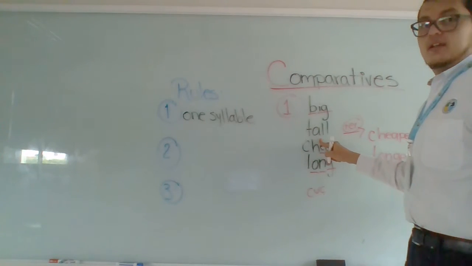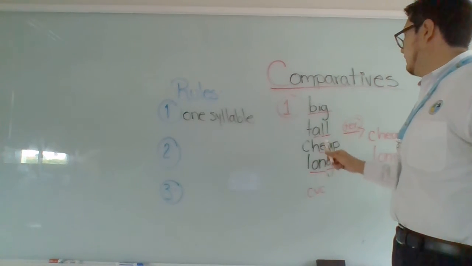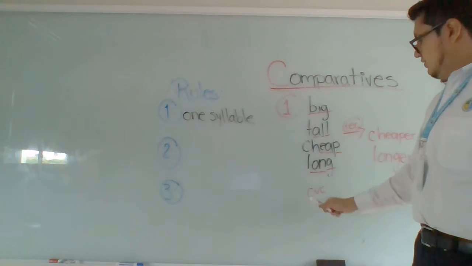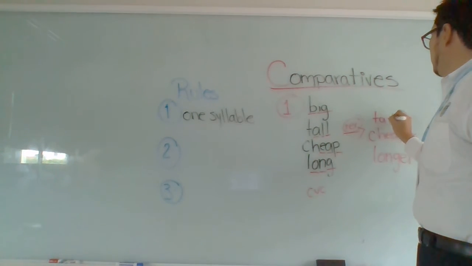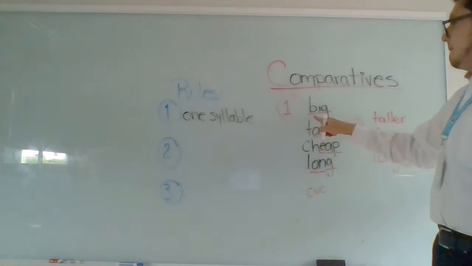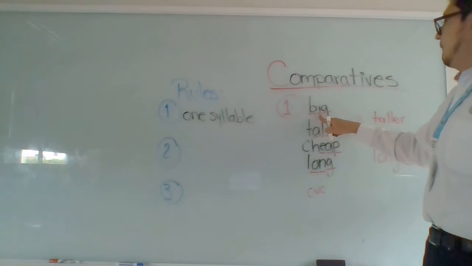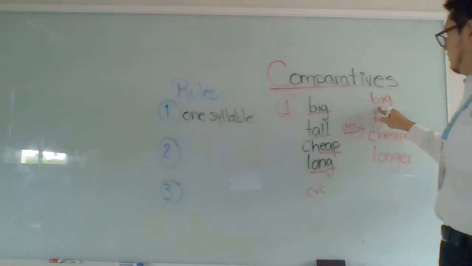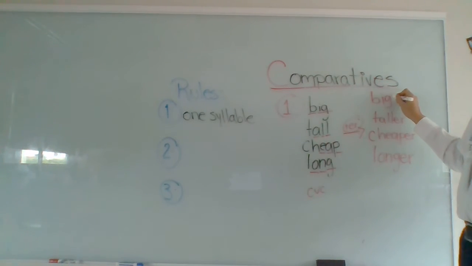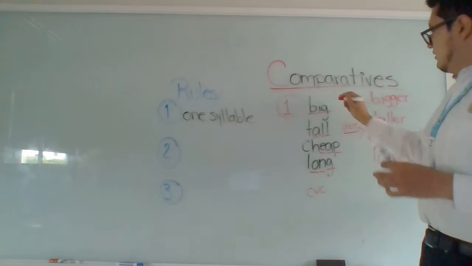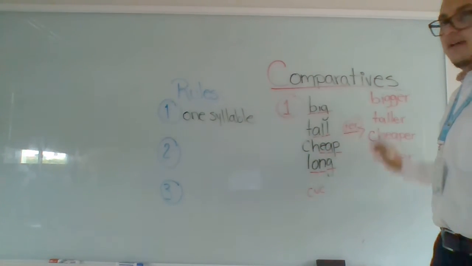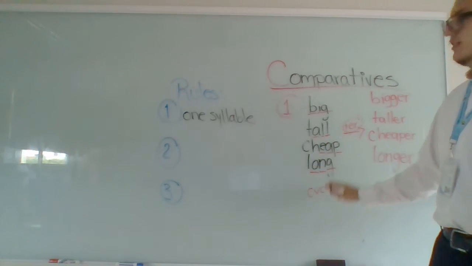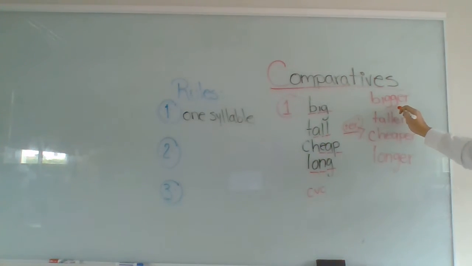Tall. Let's look. 1, 2, 3. Vowel, consonant, consonant. No. So we say taller. Big: consonant, vowel, consonant. The last consonant, we repeat it, and it's bigger. For all the words, it's ER. But remember, consonant, vowel, consonant, we double the G, in this case, bigger. This is the correct form.